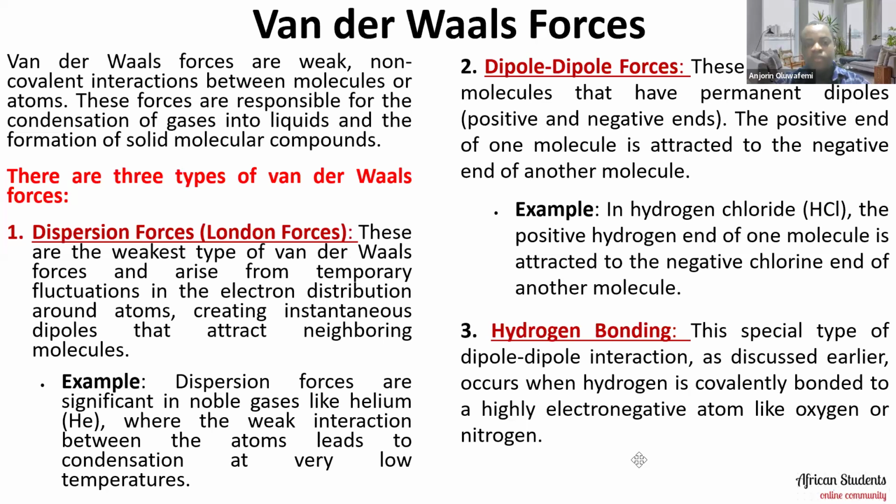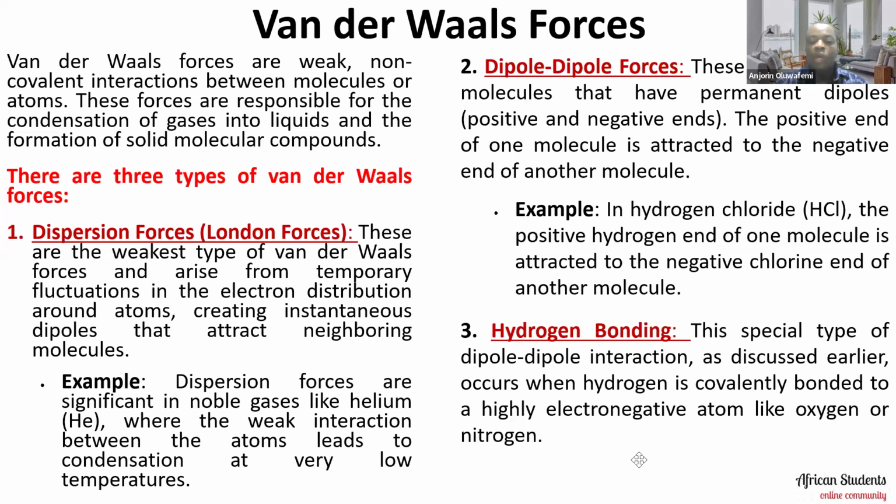Now, there are three types of van der Waals forces. The first one is called the dispersion forces. The dispersion forces are also referred to as the London forces. Now, these are the weakest type of van der Waals forces and arise from temporary fluctuations in the electron distribution around atoms, creating instantaneous dipoles that attract neighboring molecules. For example, dispersion forces are significant in noble gases like helium, where the weak interactions between the atoms lead to condensation at very low temperature. So that's an example where we can find the London forces or the dispersion forces.